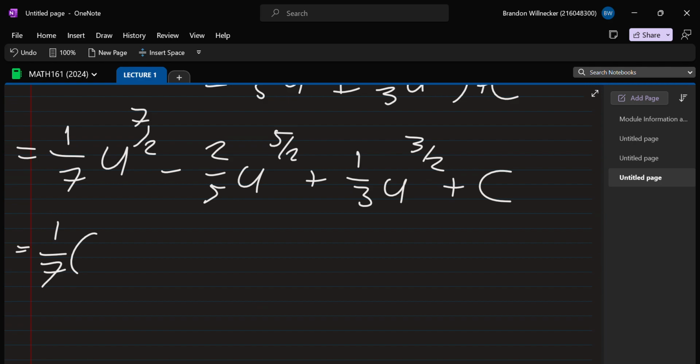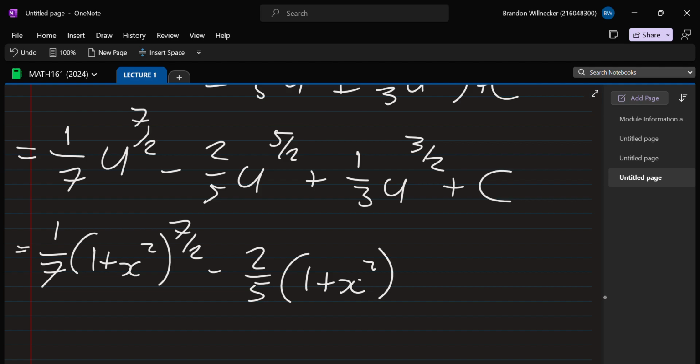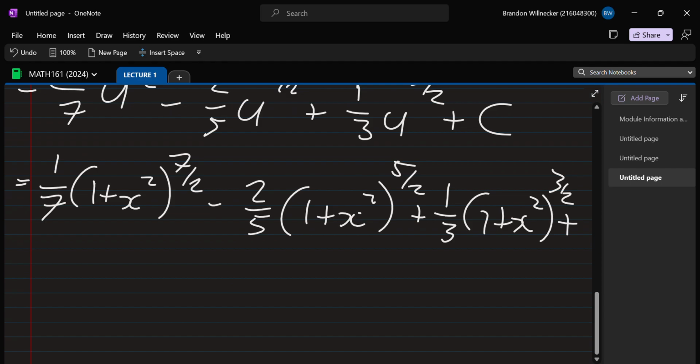So that's going to be, what was u? 1 plus x squared to the 7 over 2. Not even looking at the exponents, just writing it down. Do not try expand that out. Do not try simplify it. Don't try take the root. Just leave it like that. It's fine. Minus 2/5, 1 plus x squared, 5 over 2, plus 1/3, 1 plus x squared, 3 over 2, plus c.